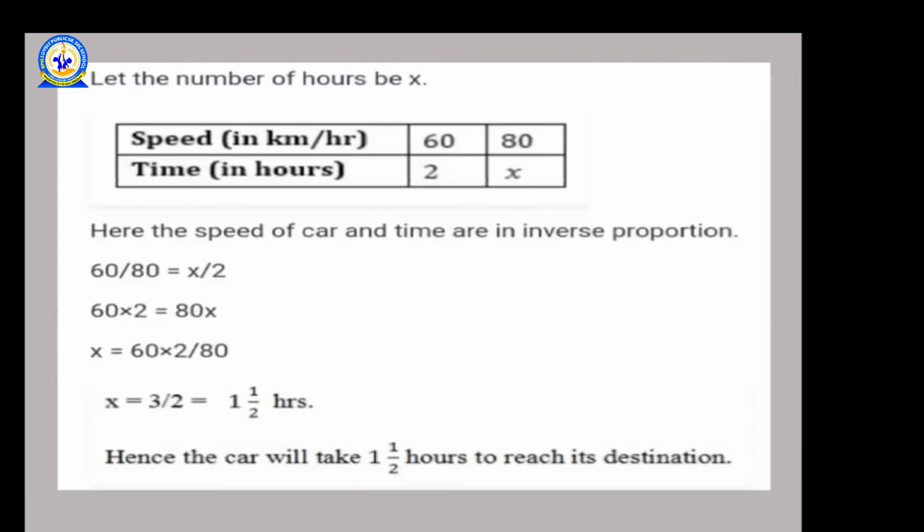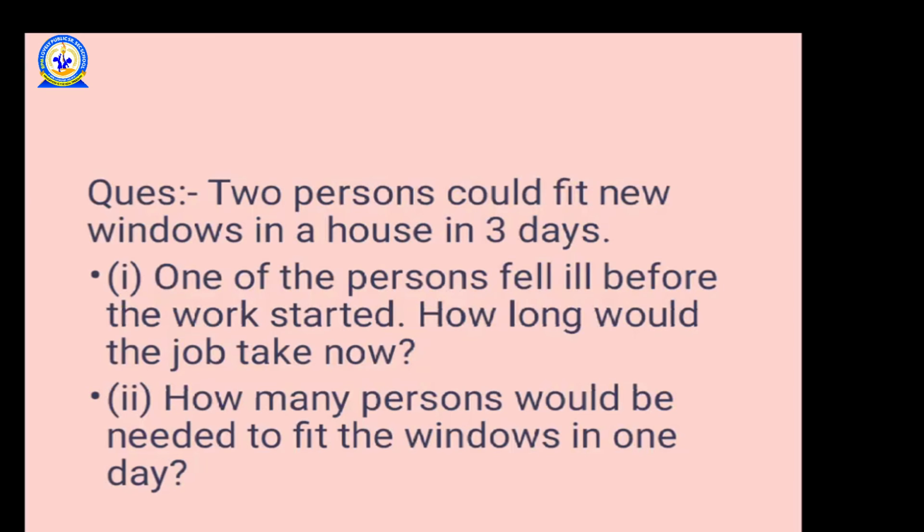Let's see the solution. Let the number of hours be x. This is a question of inverse proportion. When we increase the speed, time will decrease. So 60 multiplied by 2 is equal to 80x. So through that we will find the value of x, that is 1.5 hours. Hence the car will take 1.5 hours to reach its destination.